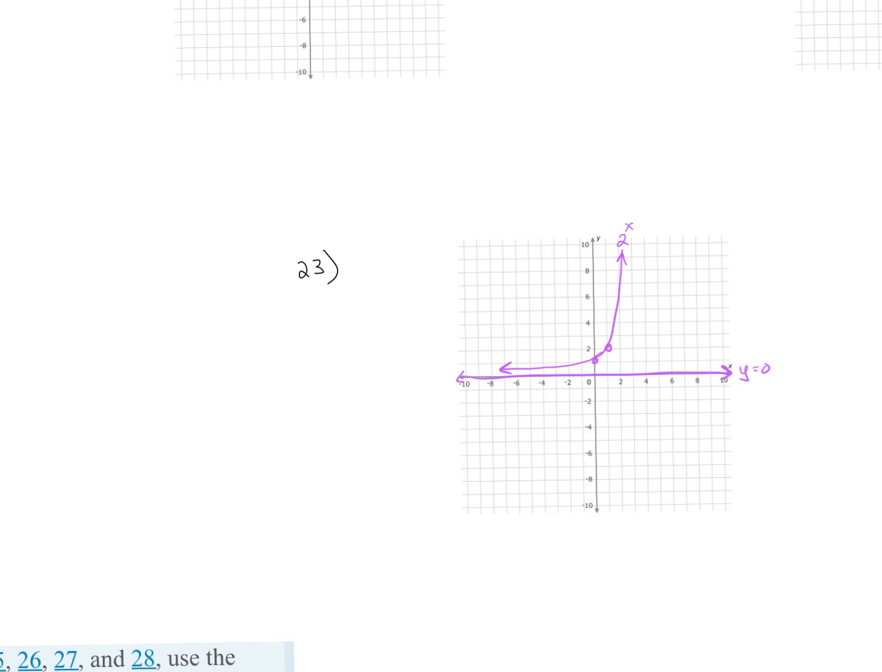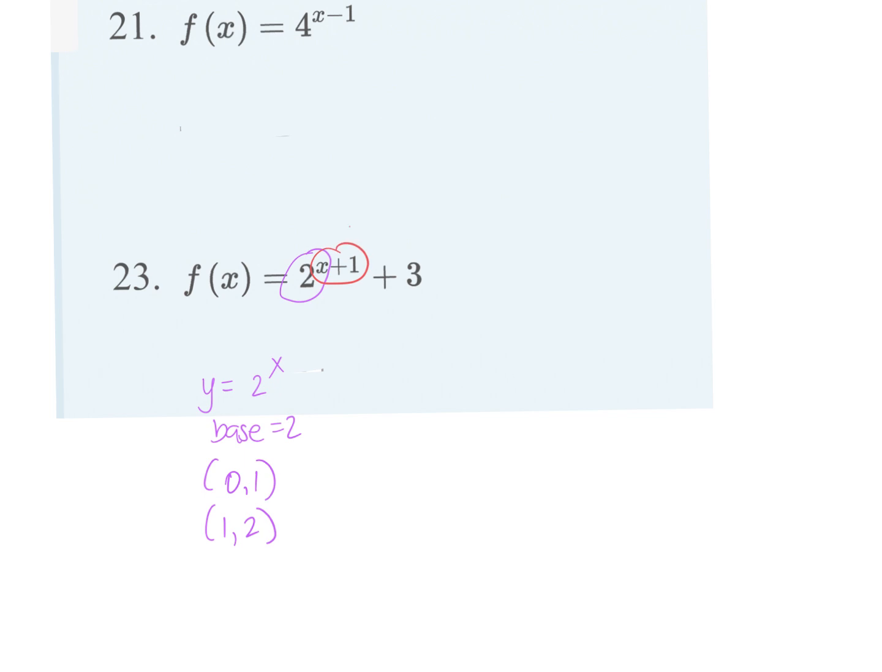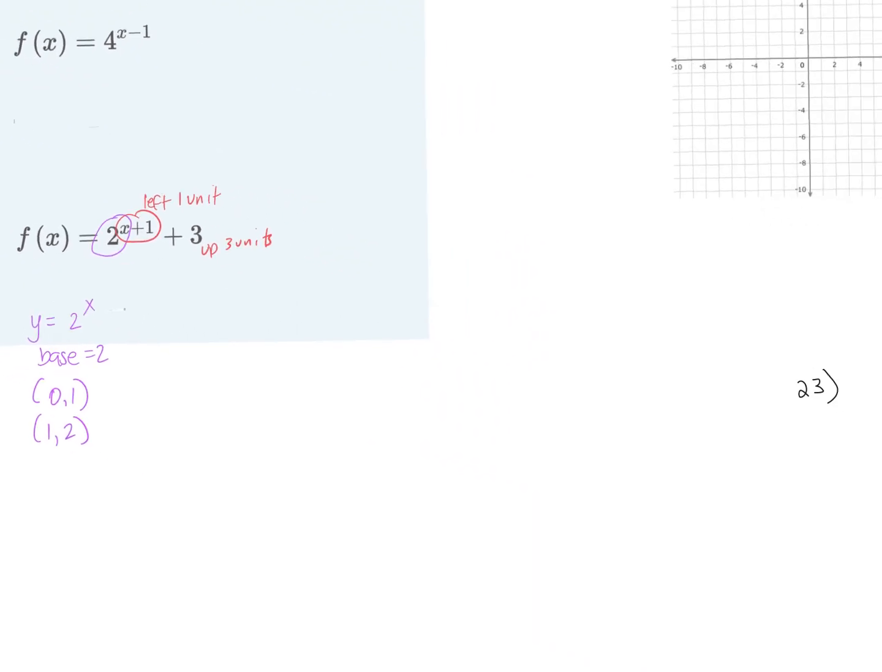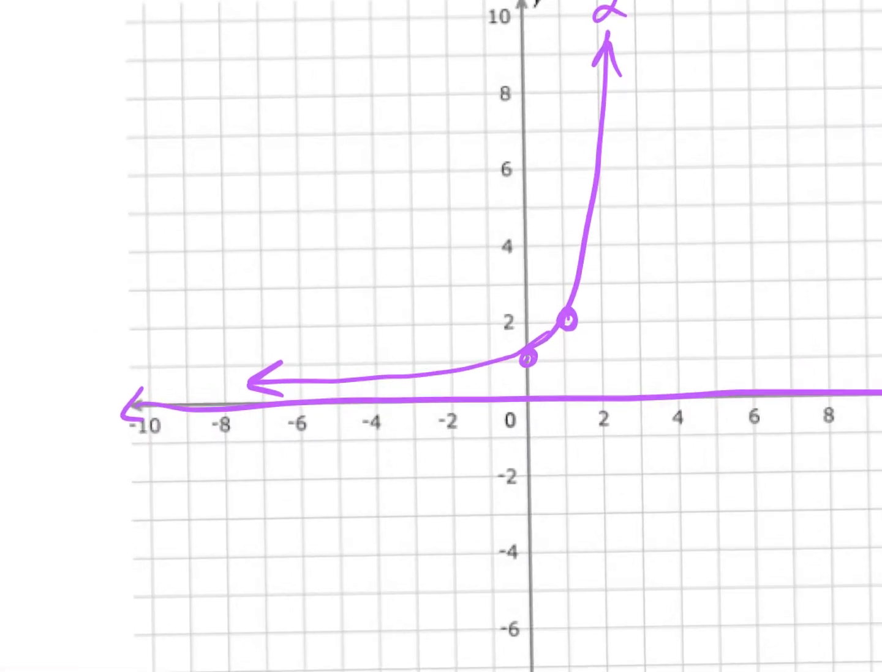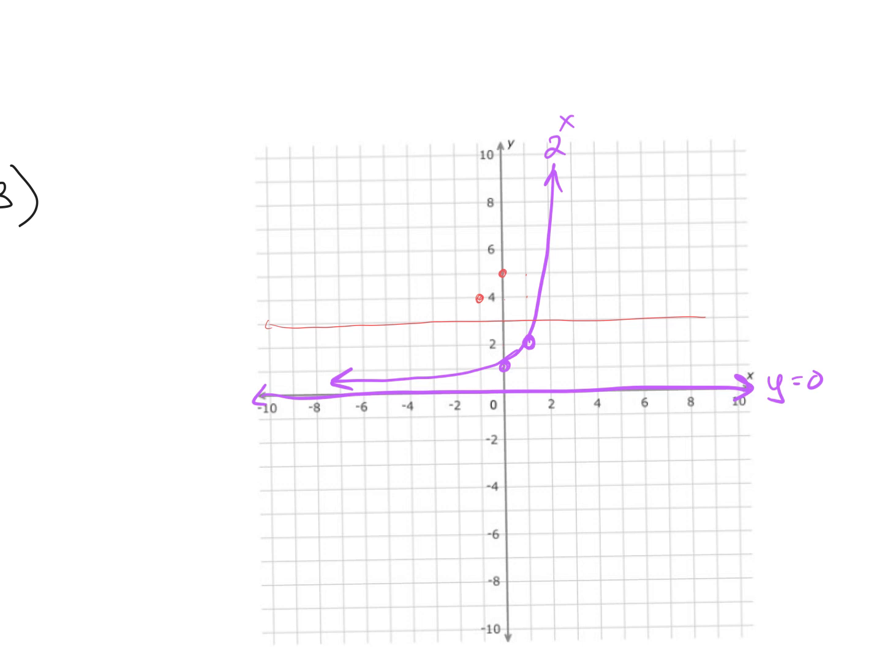So now I'm going to shift it. And remember, let's go back to the problem. I know that it's going to shift left 1 unit, and it's going to shift up 3 units. So every point on that graph that I found, those 2 points, I'm going to go up 3, 1, 2, 3, and left 1. And my asymptote is also going to shift up 3 units. It doesn't have to shift left because it's a horizontal line, but it's going to be at y equals 3. And so my graph is going to go up like that and then come here and hug the asymptote.